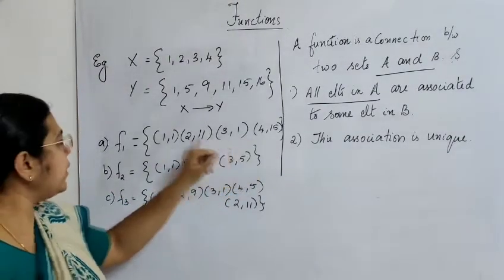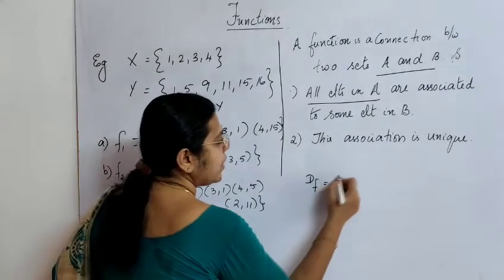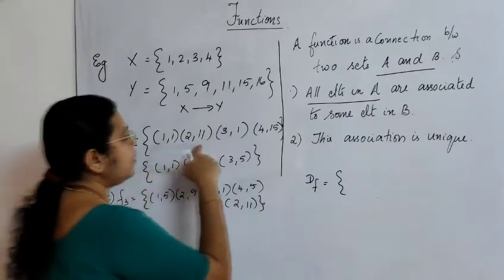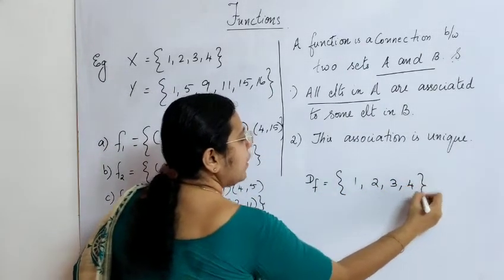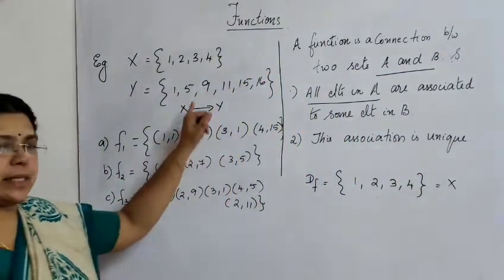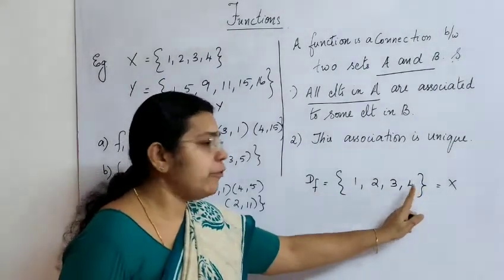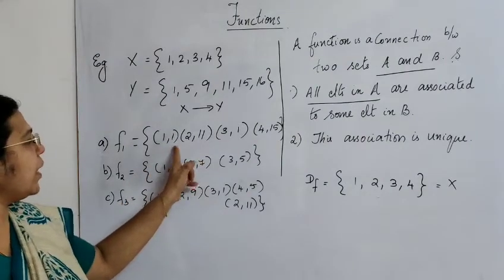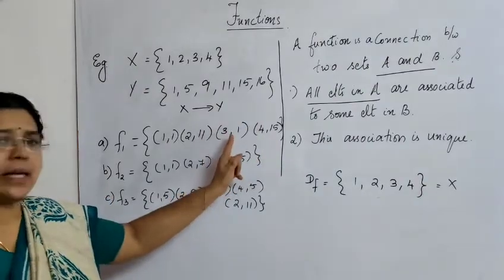Now here, which are the first elements? You know that if you take the set of first elements, it gives you the domain of the function. So I have it as 1, 2, 3 and 4. Now this is exactly the set X. For every element 1, 2, 3 and 4 in X, you have an image 1, 11, 1 and 15. Image is repeating, that's fine.